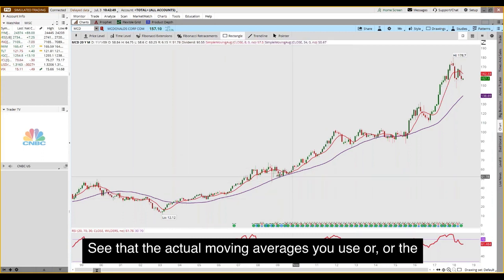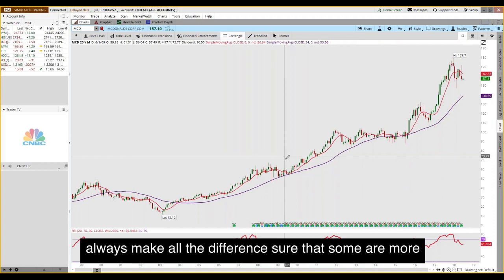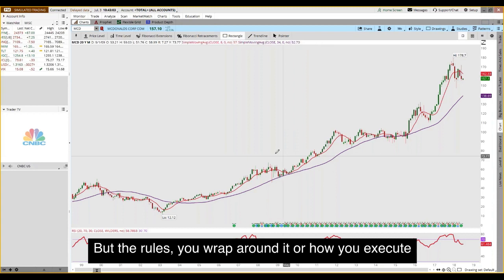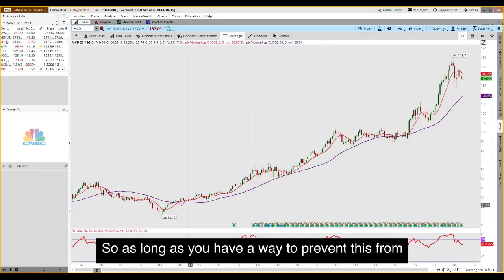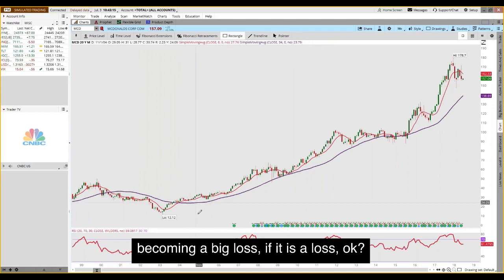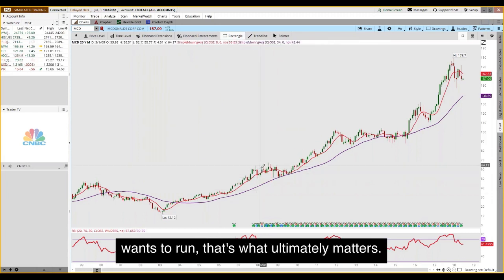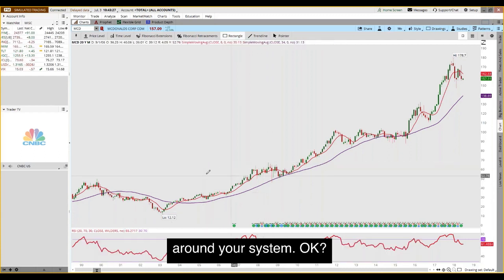See, the actual moving averages you use or the other indicators that you use, that combination, they don't always make all the difference. Sure, some are more consistent than others and they'll help, but the rules you wrap around it or how you execute those orders, that's what really matters. So as long as you have a way to prevent this from becoming a big loss, if it is a loss, and allowing it to run when it wants to run, that's what ultimately matters. And that is up to you, the trader, and the rules you wrap around your system.